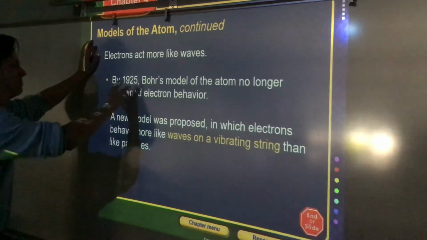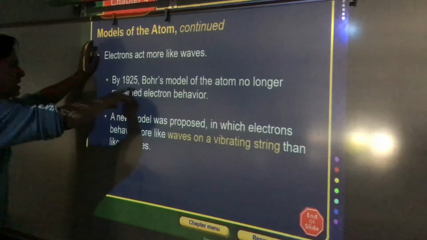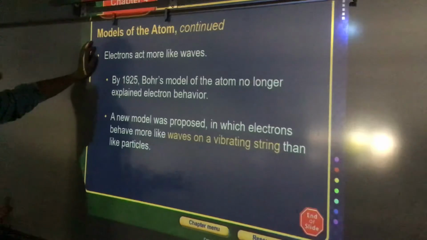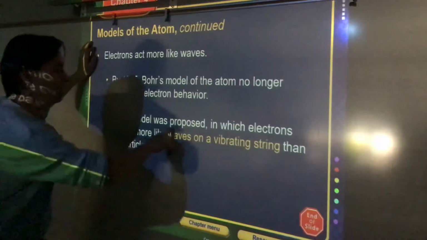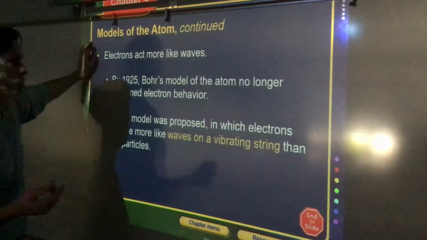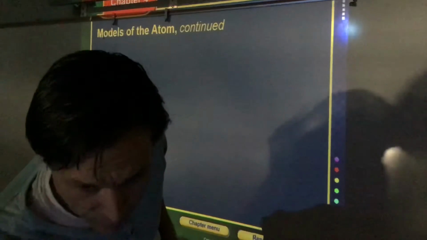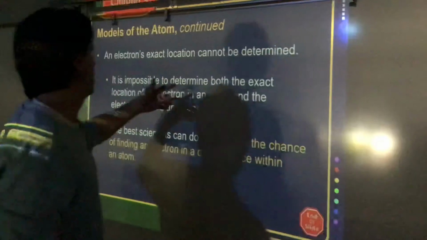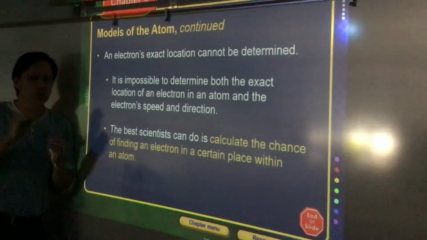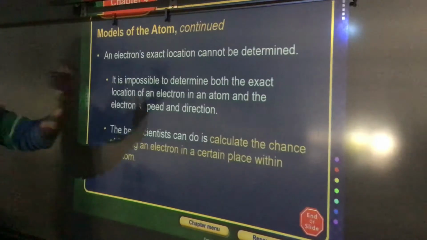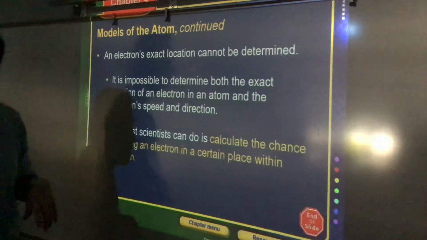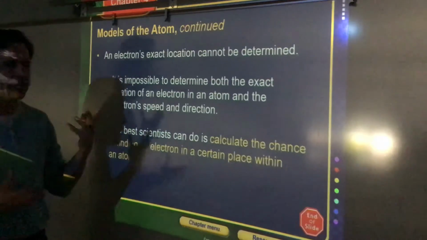So basically then, by 1925, which was, what did I say, 1908 or 1912, almost a couple decades later, the new model was proposed or hypothesized that they behave more like waves or vibrating strings or particles. So an electron's exact location, and this is to this date, they can get a little better, but we don't know exactly where they are. We just got a rough idea where they're traveling in this path or this orbit, or this shell. Kind of like a racetrack. It's there. They're moving really, really fast, but we can't see them.